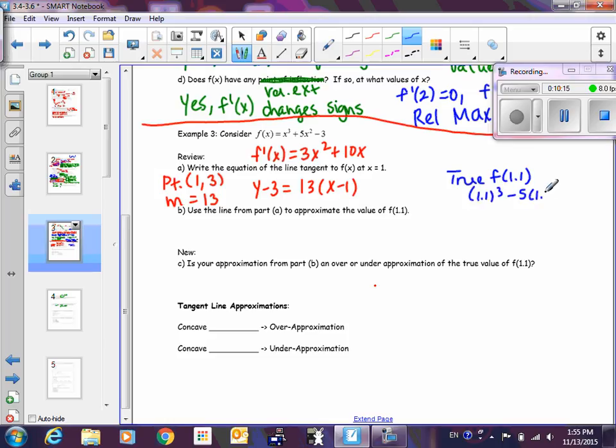Do you want to do this without a calculator? No. Okay? And this is all going to be stuff on no calculator parts. So that's why that word approximate is there.